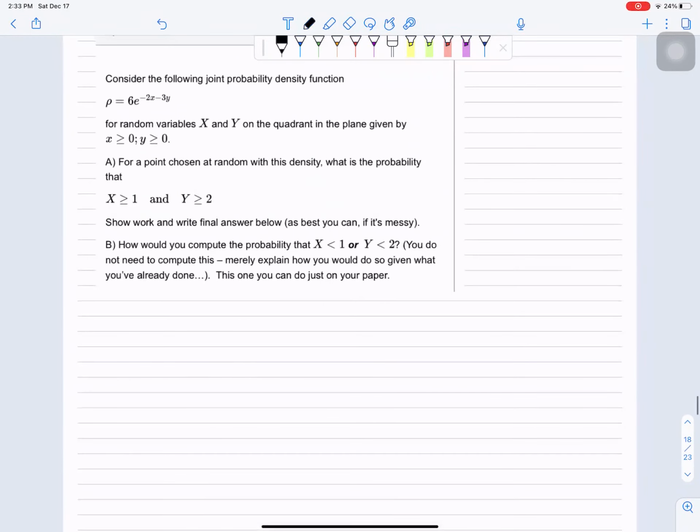Okay. So let's first draw out what's happening. We have a plane. X has 1, 2, 3, y 1, 2, 3.